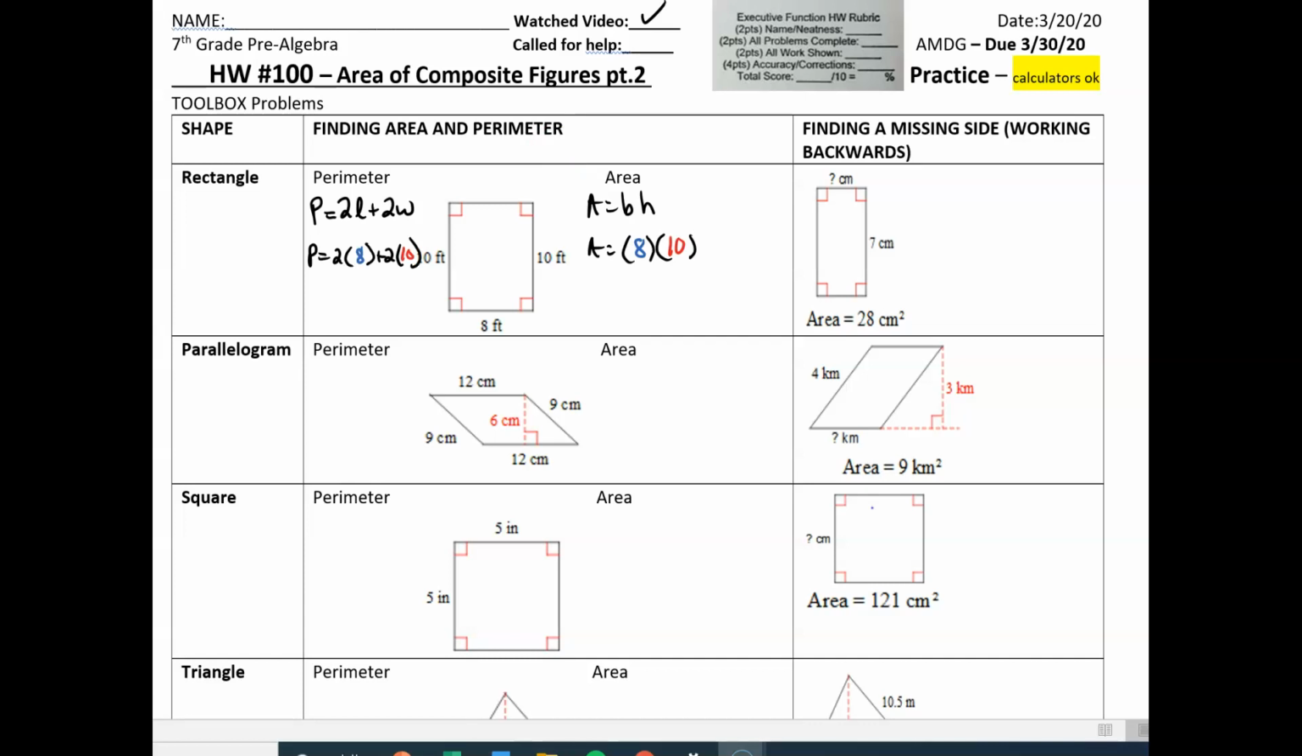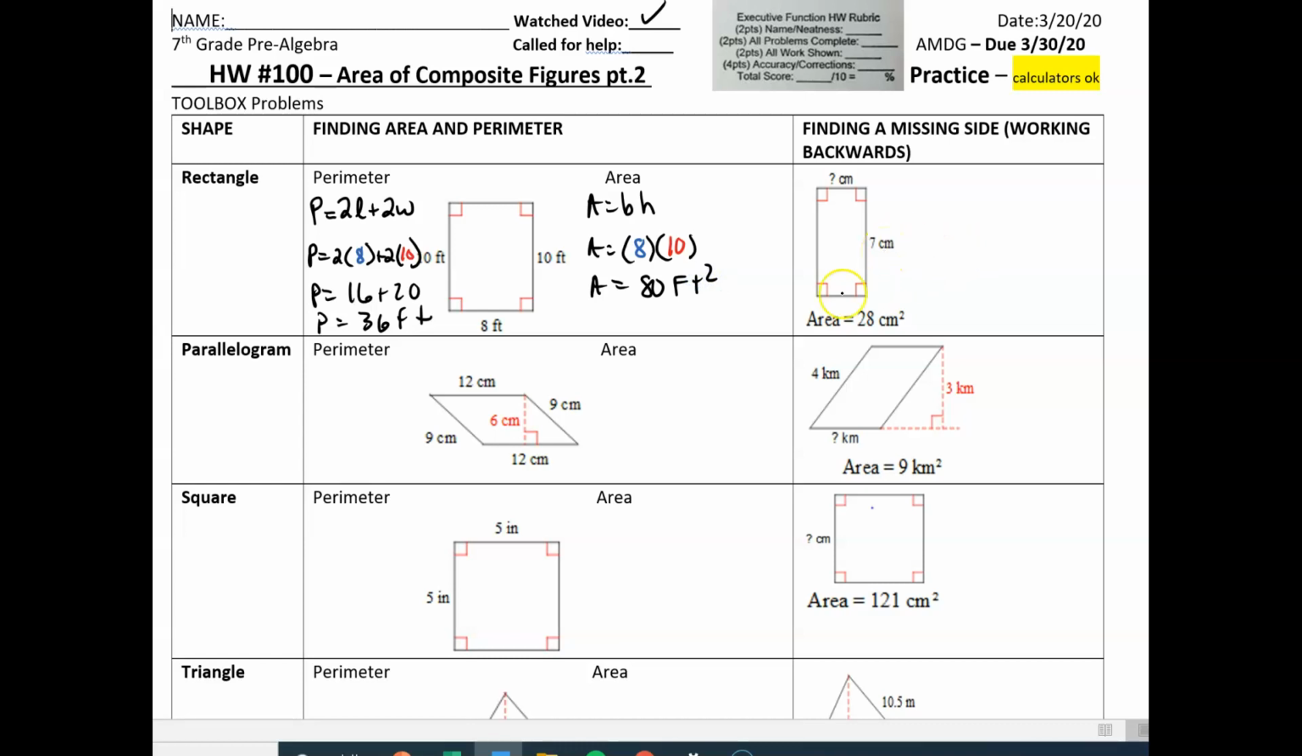Let's plug in our numbers. So for our perimeter, we could call the length 8 and the width 10. We could call the base 8 and the height 10 for our area. So for perimeter, you end up having 16 plus 20, which means you have a perimeter of 36 feet, just regular units. And for area, you end up having 80 feet squared. All right, so that's a rectangle.